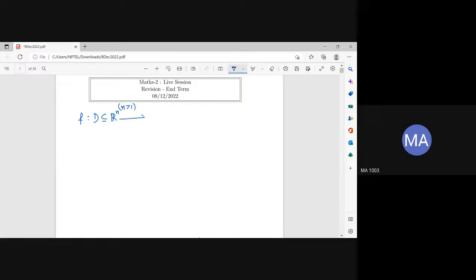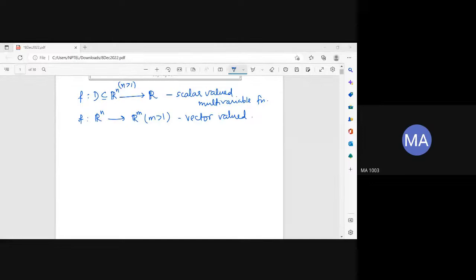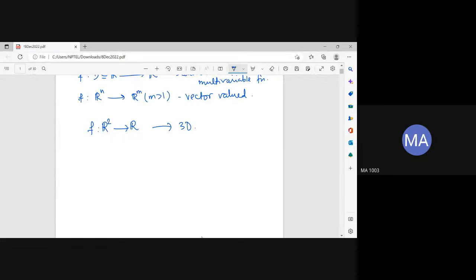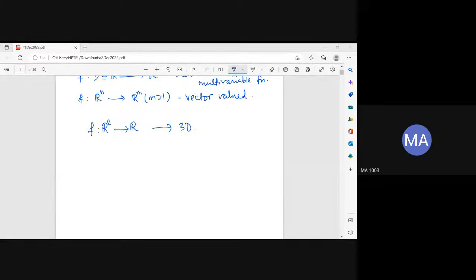It is said to be a scalar valued multivariable function if the output is going to be a scalar, that is, a real number. And it is said to be vector valued if the output is going to be a vector. What we predominantly study is scalar valued, and mostly we see examples from R2 to R because we can plot the graph of this function in 3D. But in general, we have the two types, the scalar valued and the vector valued multivariable functions.